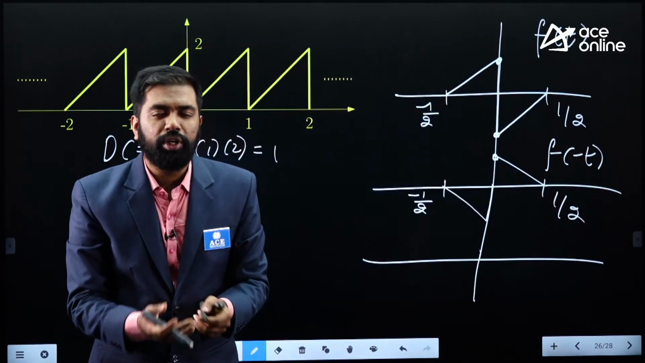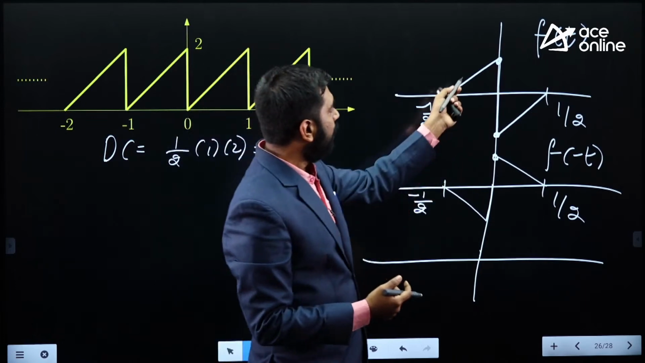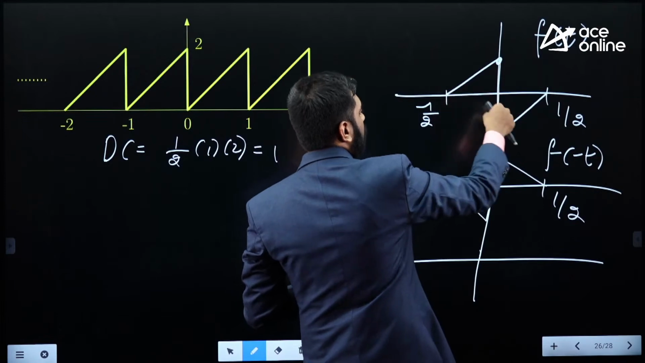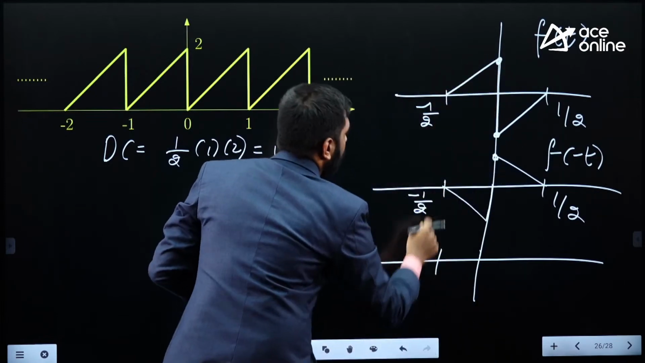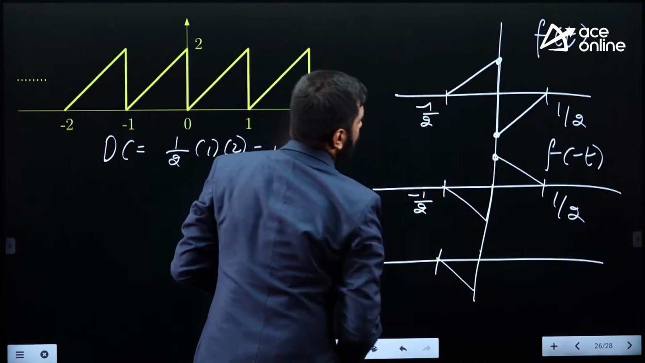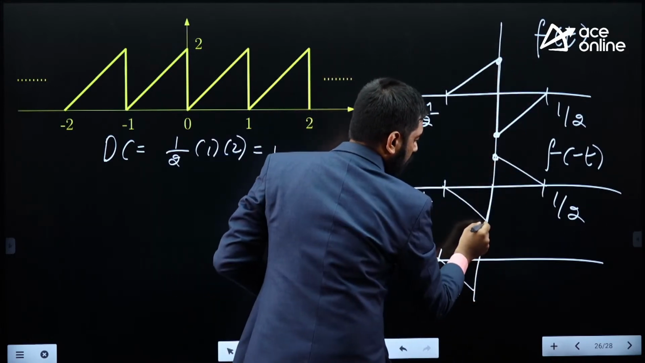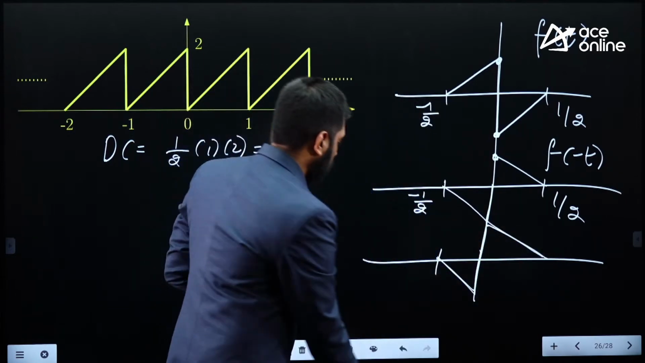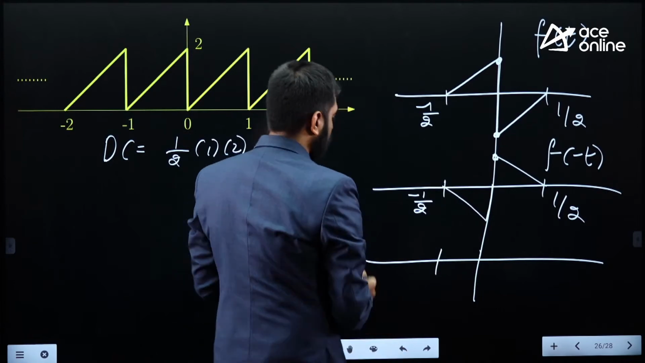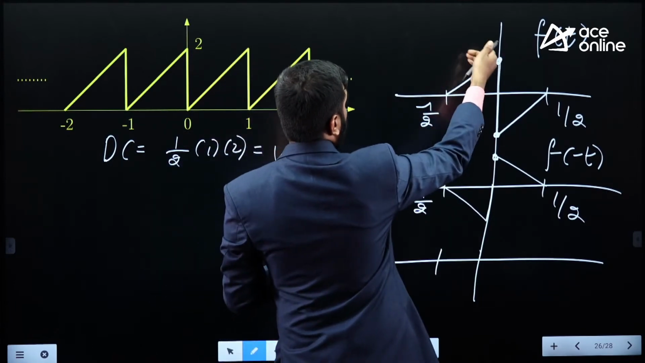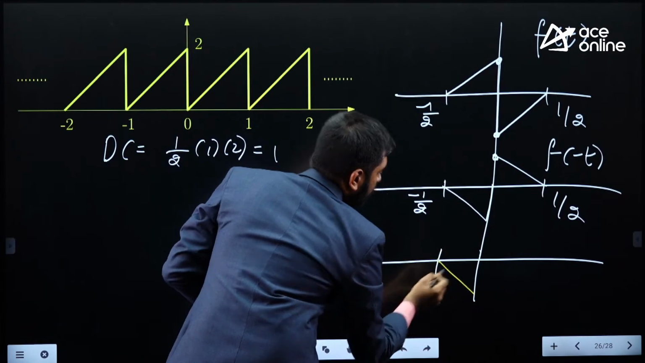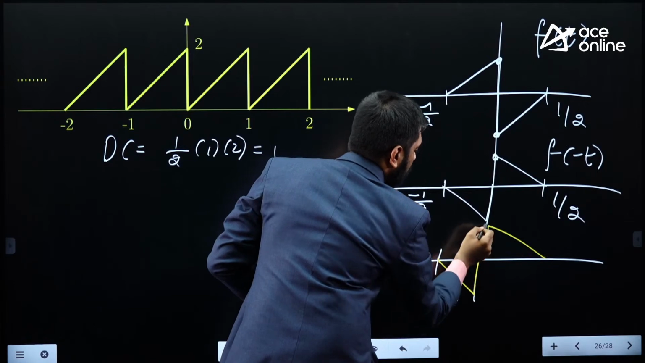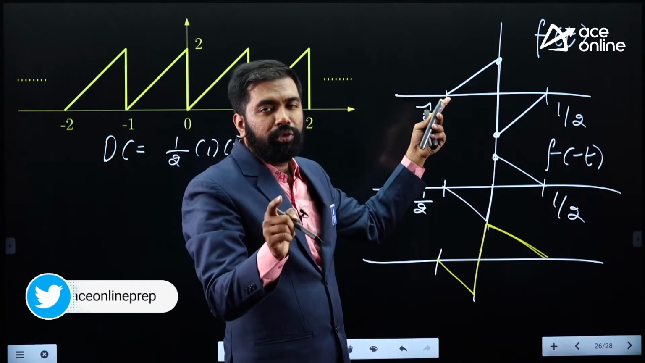What else are we supposed to do? We are supposed to rotate it about the x-axis as well. If you rotate this about the x-axis, this goes down, this goes up. Let me draw this. This goes down like this, and this goes up like this. I have done the rotation about the x-axis. Now let me draw it clearly using another color. This goes down like this, this goes up like this. So this is the rotation of f of t about which axis?